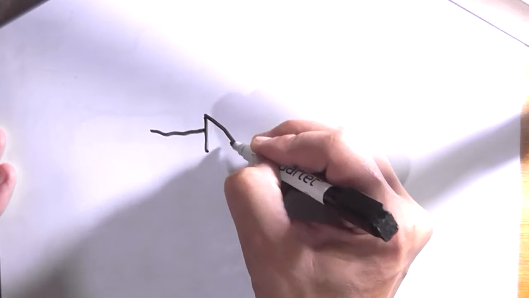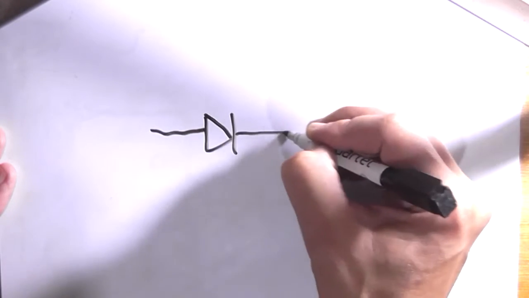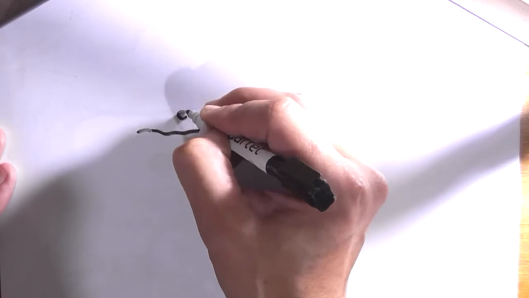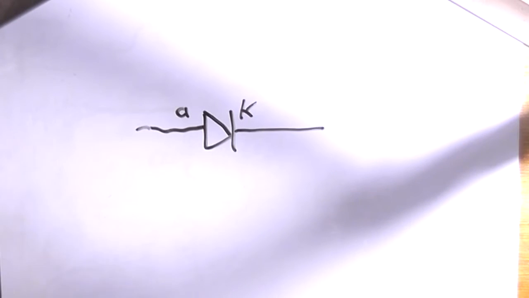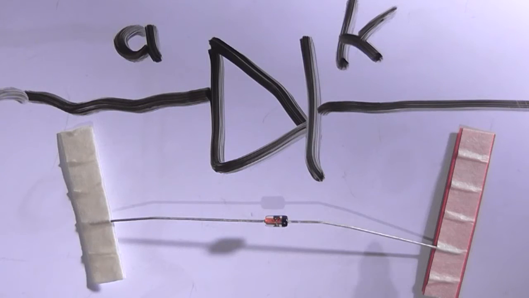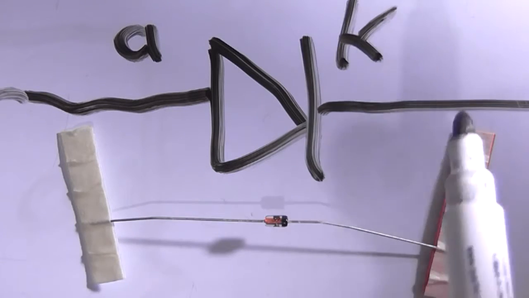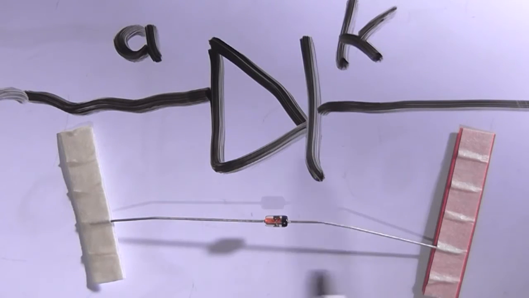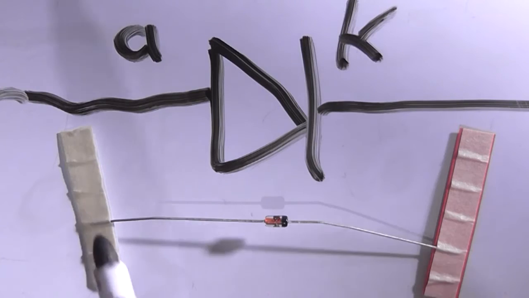Alright, for those that don't know what a diode symbol looks like on a schematic, it's usually drawn pretty much like that. And you have an anode and a cathode. Now looking at a regular diode, with this signal diode again, the anode is over here and the line represents the cathode, which is that line there. So this diode is now facing the same direction as the drawing on the schematic.